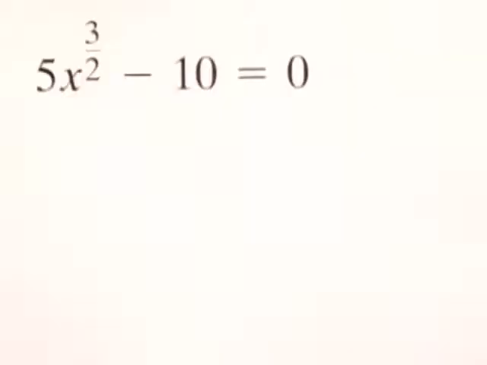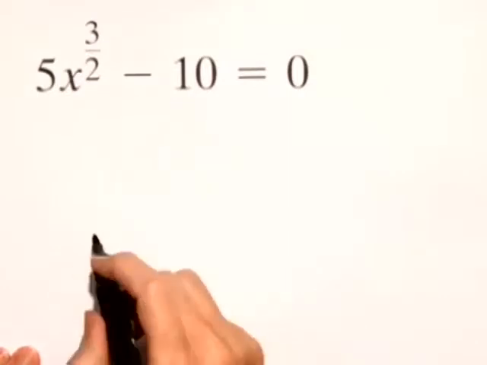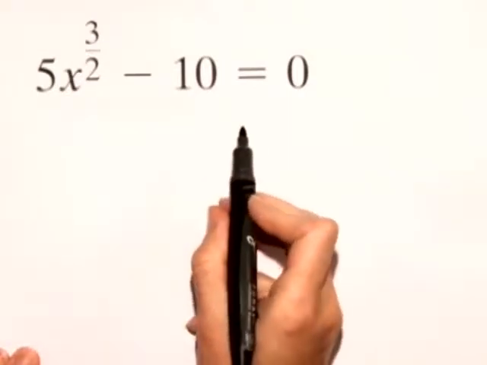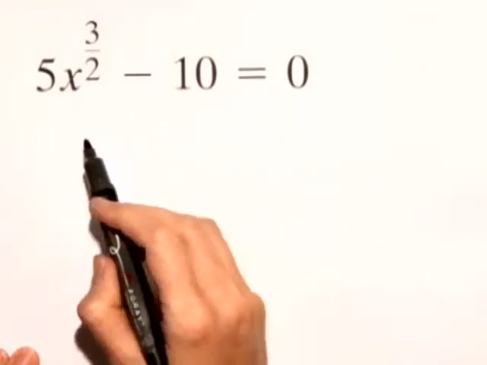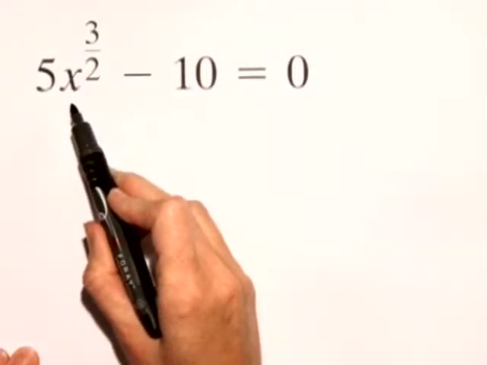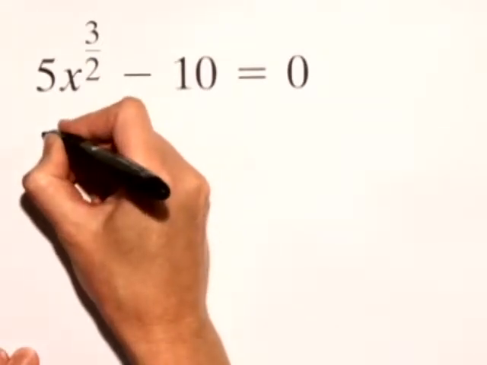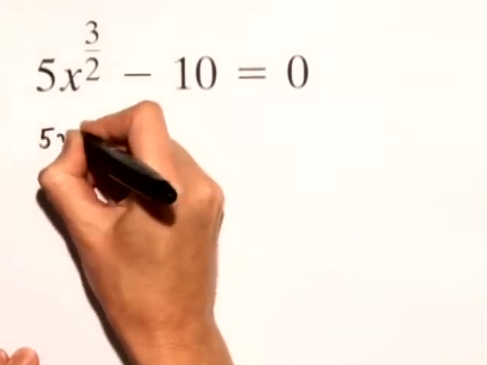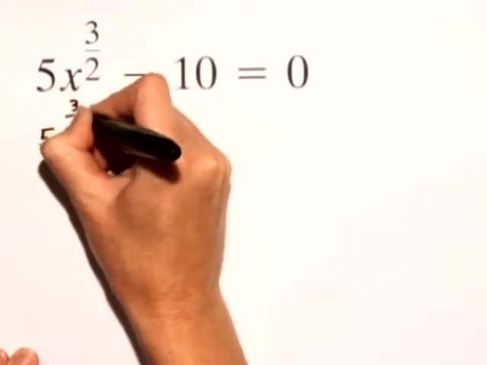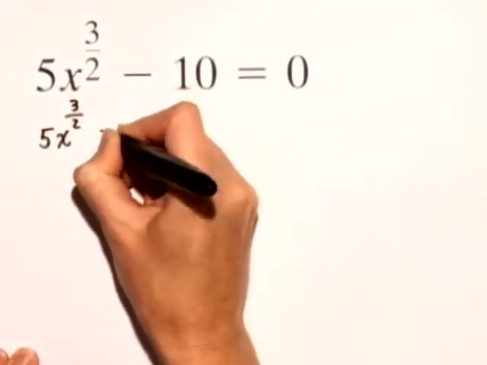For our next problem, we have an equation to solve. We have 5x to the 3/2 power minus 10 is equal to 0. Now remember, we're trying to solve for x, so we want to isolate x. So first, let's add 10 to both sides of this equation, and we'll have 5x to the 3/2 power is equal to 10.